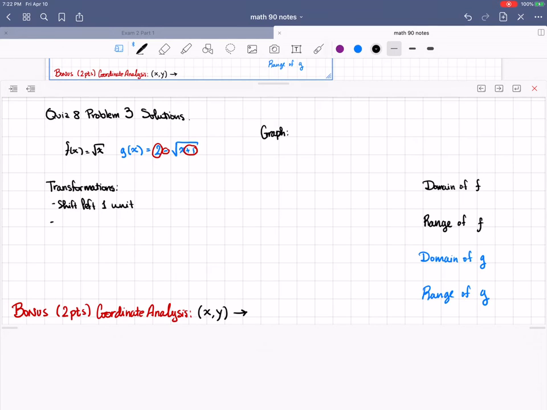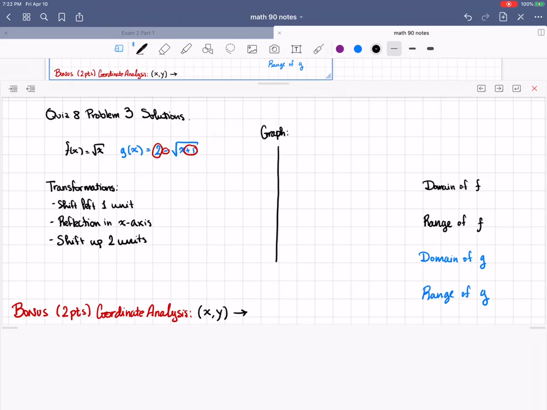Then we have the minus, which is a reflection in the x-axis. We know that it's the x-axis, not the y-axis, because the minus is on the outside. And then the 2 is a shift up 2 units. Okay, so now let's go over here and graph.